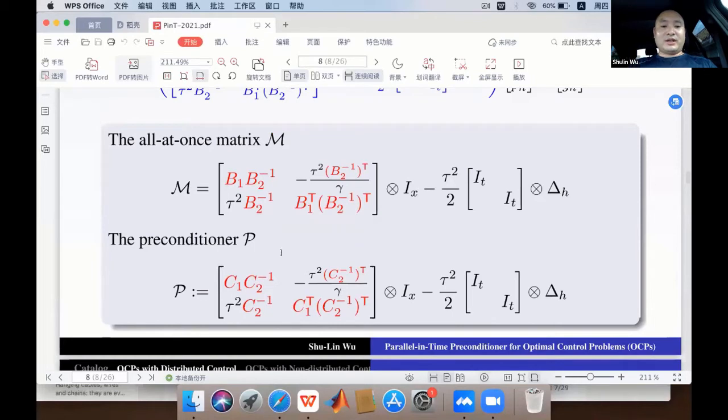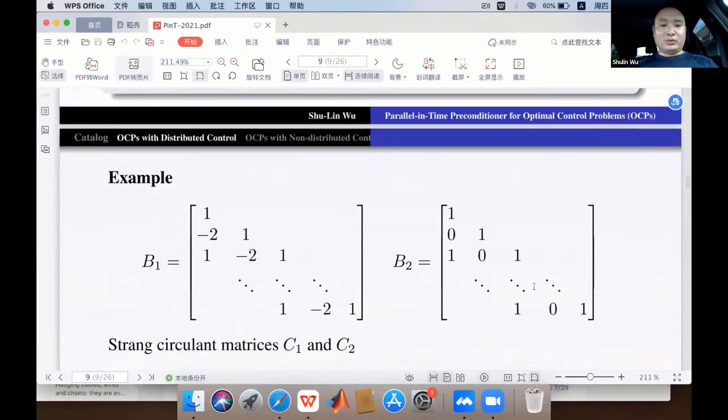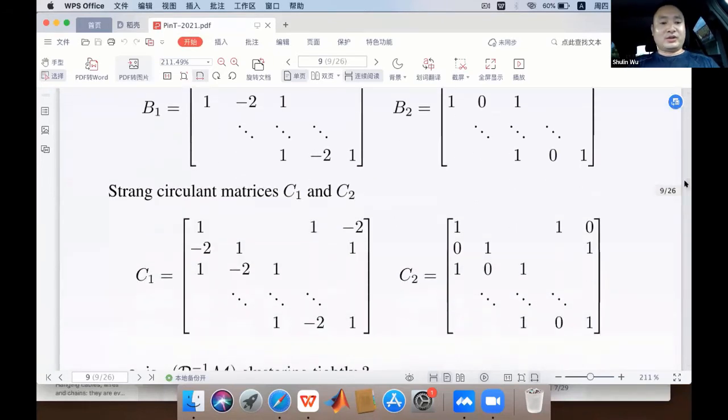So this is a preconditioner. We just replace all the Toeplitz matrices B1 and B2 by the circulant matrices C1 and C2, and then keep the space matrix unchanged. For example, for those two time discretization matrices, they are Toeplitz matrices. We replace them by the strang circulant matrices C1 and C2.